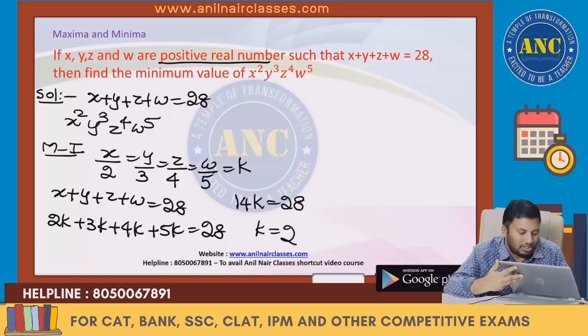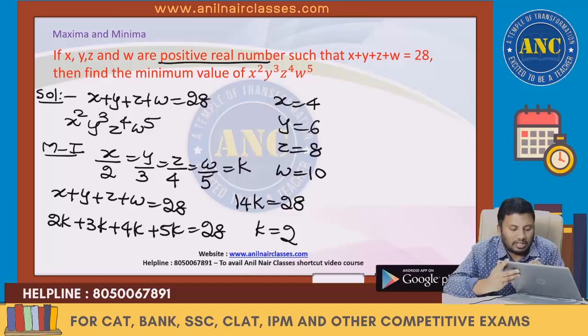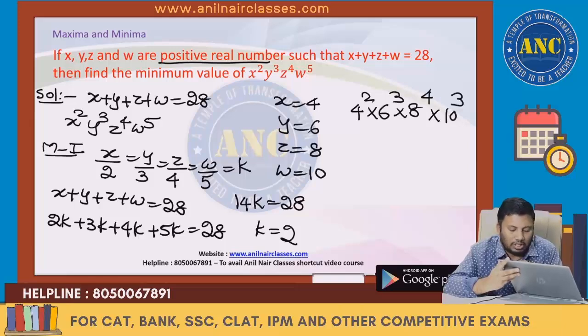K value is 2. If k value is 2, x is nothing but 4, y is nothing but 6, z is nothing but 4 2s are 8, w is nothing but 10. So the answer is nothing but 4 square into 6 cube into 8 power 4 into 10 power 5.